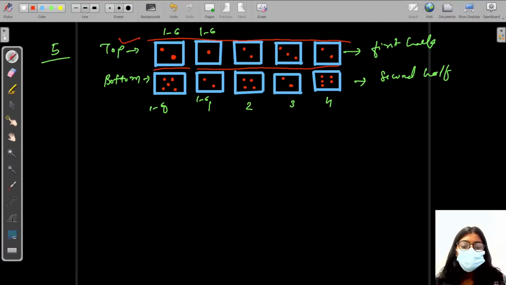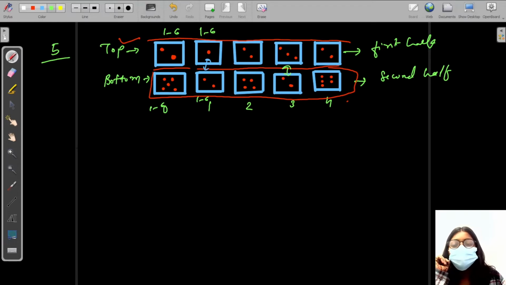It means if my top should contain all the same value, I have to make my top contain all the same value, and then I have to return the minimum number of rotations. Or I have to make the bottom row, the bottom half, contain all the same value. If I want to make all of the values in my top the same, let's say 2, then I have to make one swap here, that is at index 0, and at index 1, and one swap here, that is at index 3. So the minimum number of swaps here is 2 to make this array have all the same value.